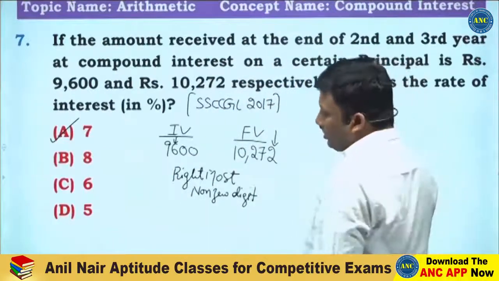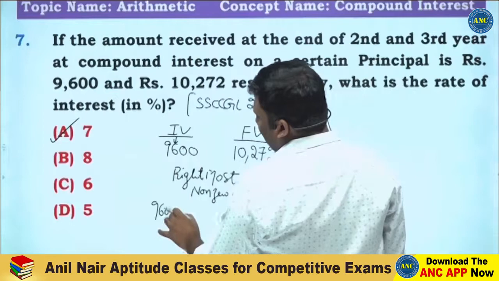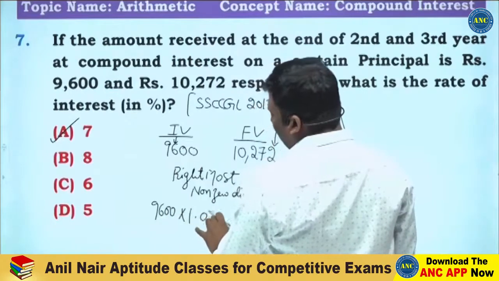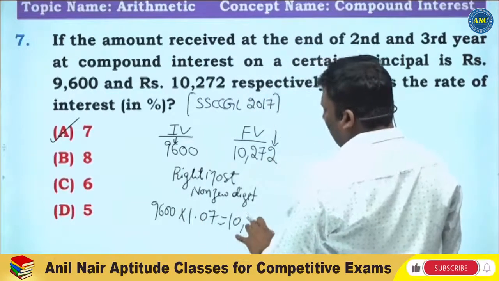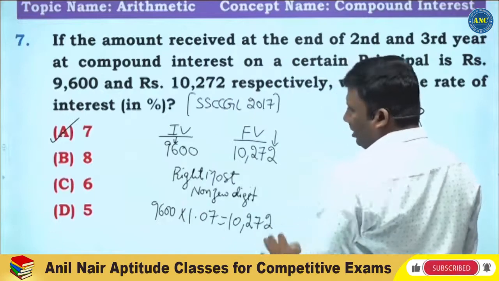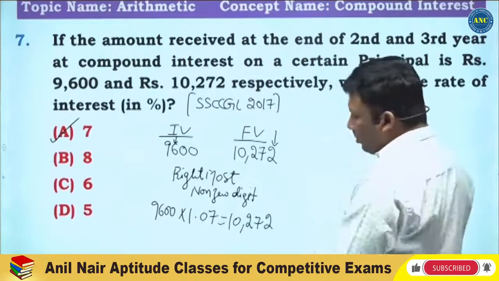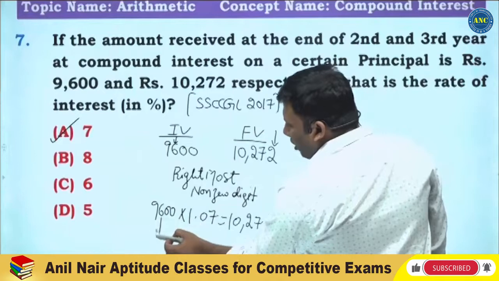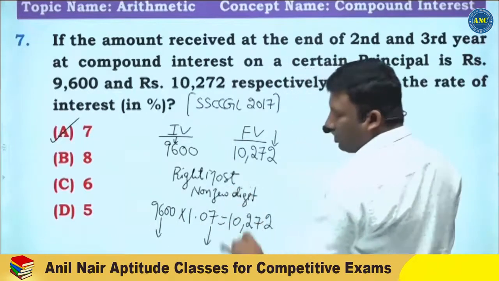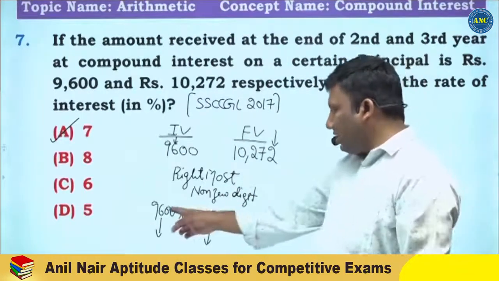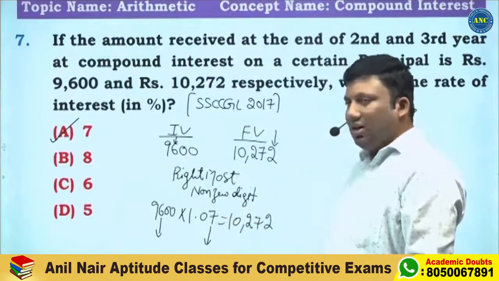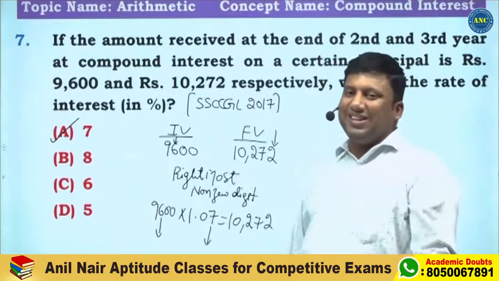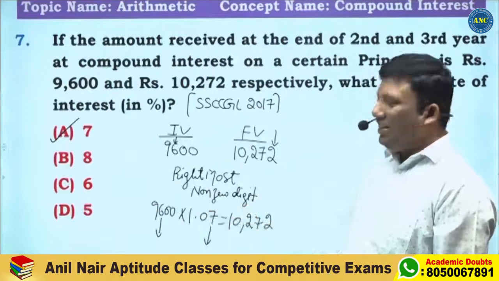Are you all with me? Suppose 9,600 into 1.07 will give you 10,272. Rightmost non-zero digit 6, rightmost non-zero digit 7. 6 into 7 is 42, unit digit is 2. Are you all with me? Just a 5 seconds question.